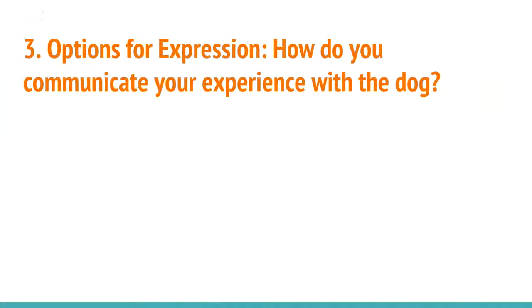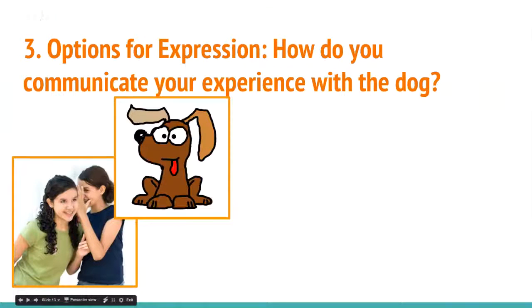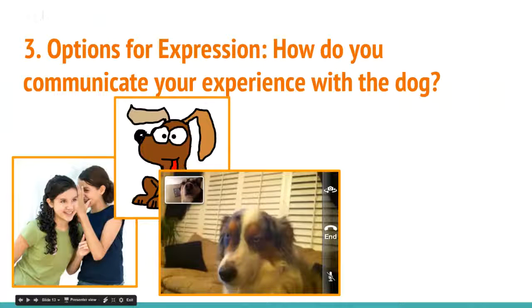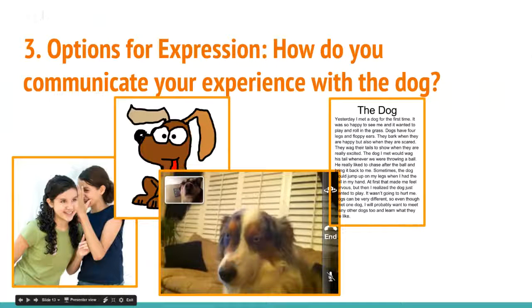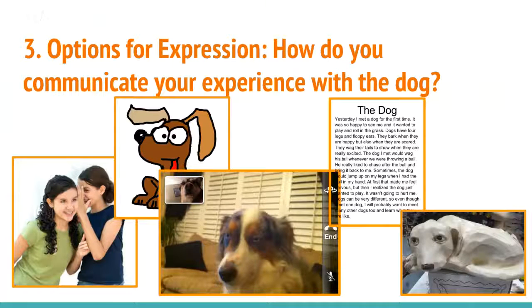The third type of options is options for expression. How are you going to communicate the experience that you just had with the dog? So imagine you have met this dog and now you want to let your friends know about it. Some people are going to prefer to talk about their experience. Others will want to draw their experience or create a video of what they experienced. Some might want to write a story or even create a sculpture of the dog. All of these are equally valid ways to express yourself and equally valid actions to take to communicate the experience you just had.